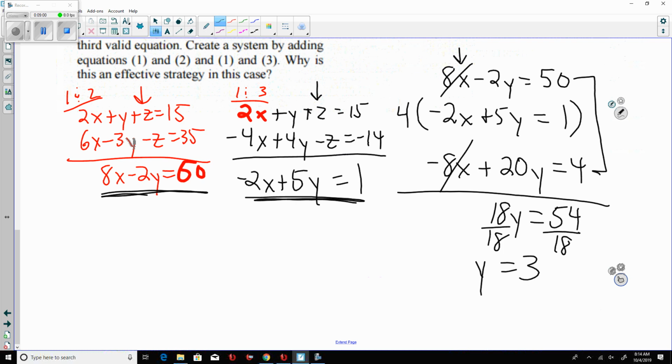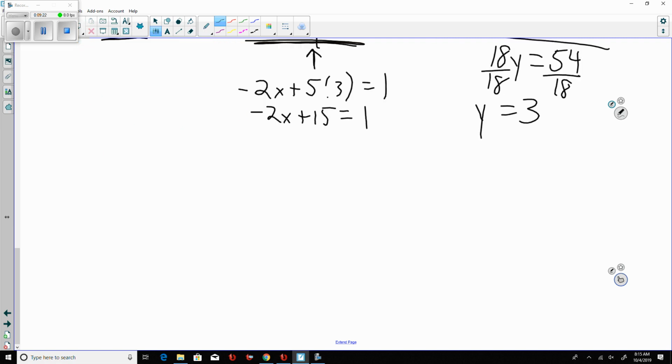Now, you have to work your way back. So the y equals 3. It doesn't matter which one, I'm going to go here. I'm going to plug it into that one. So I have negative 2x plus 5 times 3 equals 1. And then I have negative 2x plus 15 equals 1. Let me extend this page. And negative 2x equals negative 14. X is 7. X equals 7.